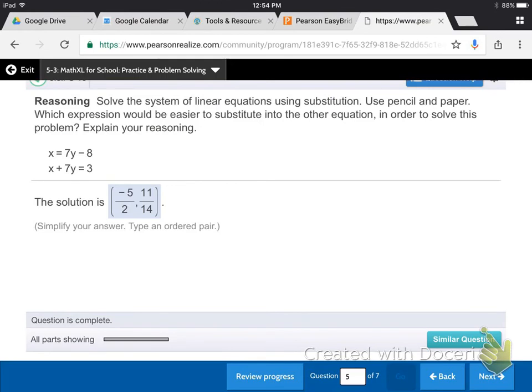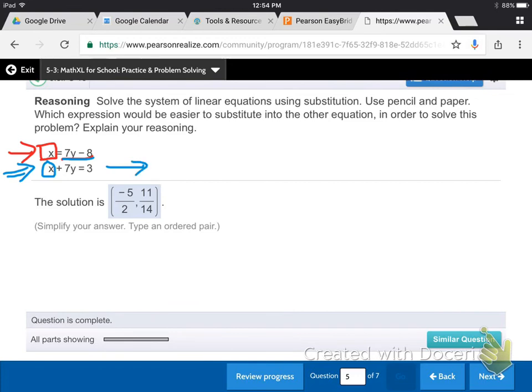Okay, boys and girls, I'm going to do this problem with you. I already have the answer filled in here, but I want to show you how you get that. You can see that this top equation is already solved for x, which is brilliant because that means we can substitute this part in the other equation for x. So we can take the second equation, this one, and instead of x, we can write down what x equals, which is 7y minus 8.